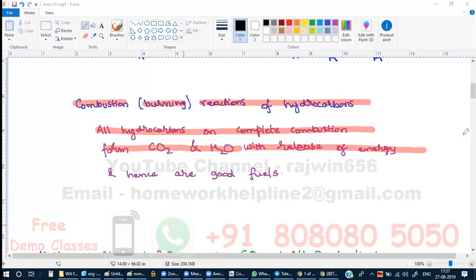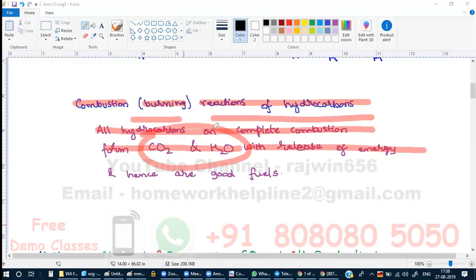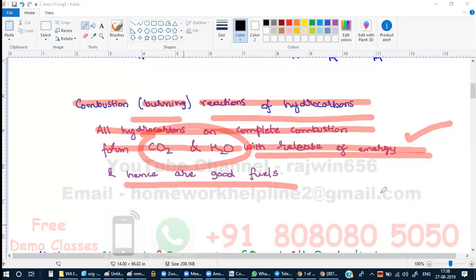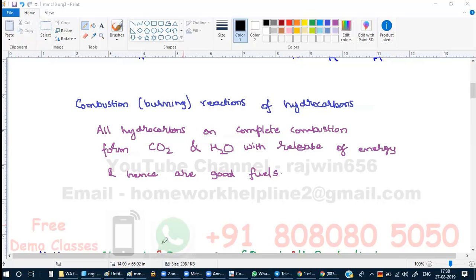So this is the definition of combustion. All organic compounds, that is hydrocarbons, on complete combustion are going to form CO2 and H2O with the release of energy. This part is our important product, not CO2 and H2O, because they release a lot of energy. Therefore, they will all be good fuels. You can note down this definition, and then we are going to write down the reactions for alkanes and alkenes.